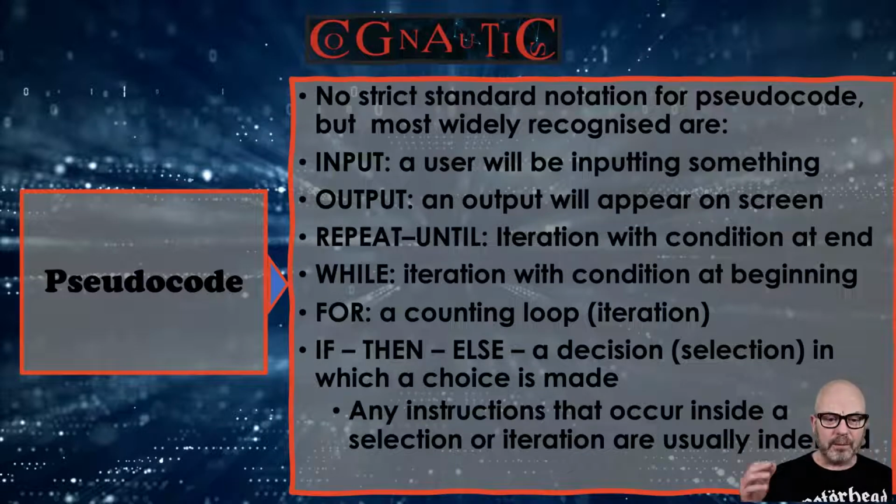And the last thing there is just this idea that when you're writing instructions, when you're putting these constructs onto paper, the instructions that occur inside a selection or iteration are usually indented, which means that they are moved into the page a little bit. Okay, so that's the idea of indentation, and they do sometimes give marks for that. They do like it to look right. But again, that's when we're looking at section B of paper 2.